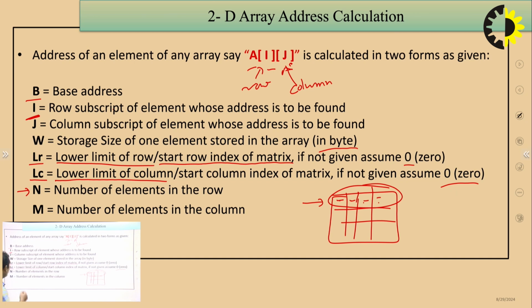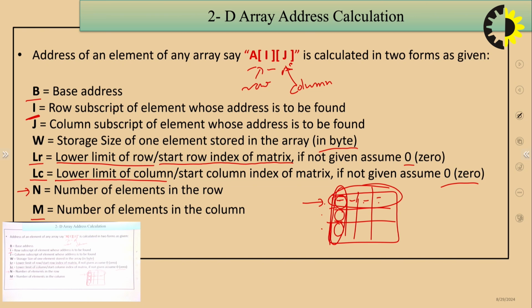So many things are there, the number of elements in each row. And M, what is M? The number of elements in each column. This column has 1 element, 2 elements and 3 elements. So the number of elements in each column, or we can say the total number of rows. Total number of rows here also 1, 2 and 3. So we can say either this one or that one.